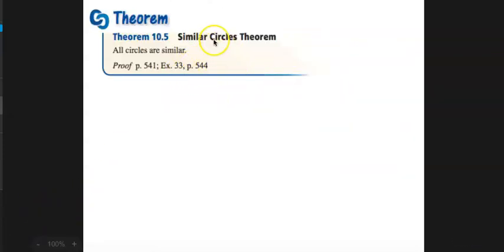Alright, and then the last one, and again we'll go back to these slides in a minute, is the similar circles theorem. All circles are similar, right? You can't say that for rectangles. You can say that for squares. All squares are similar, and you can say that for circles as well.